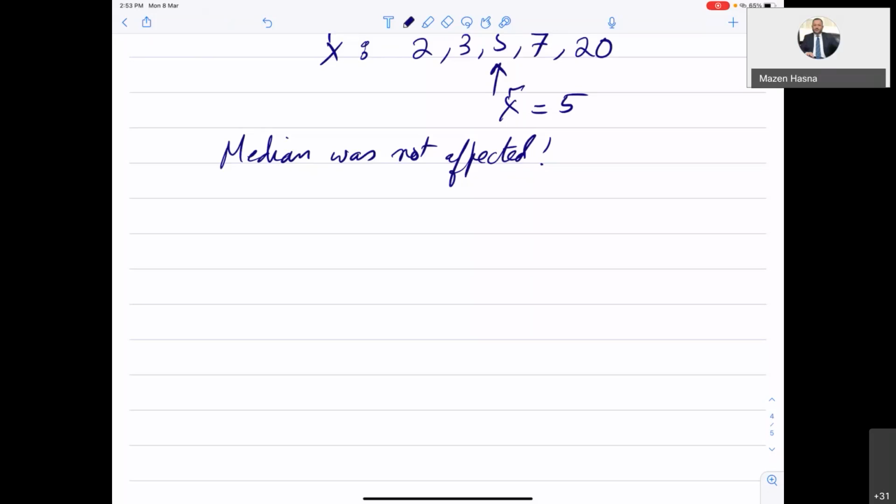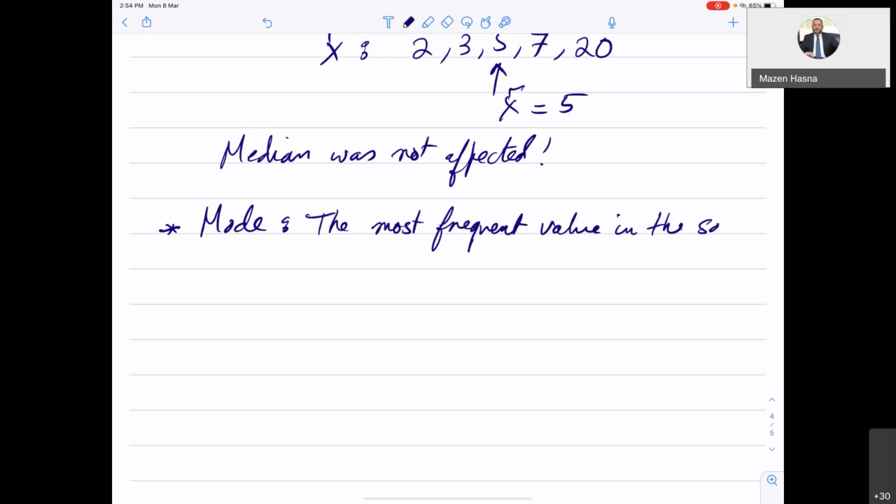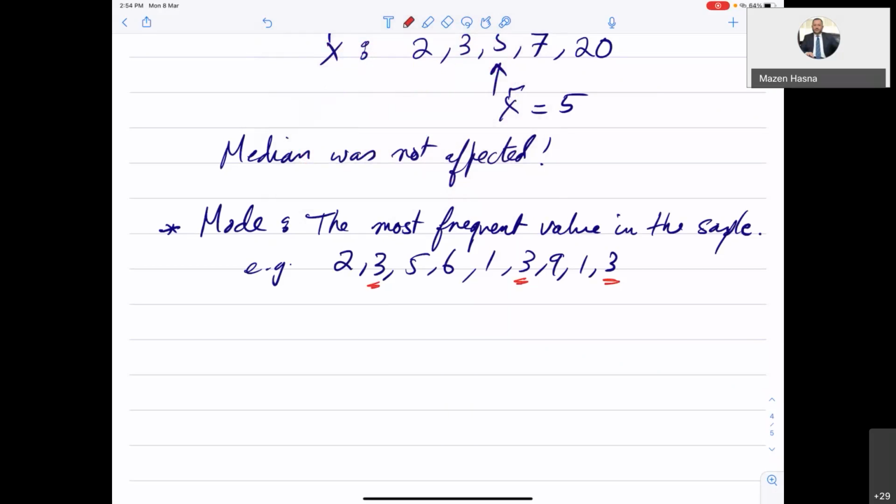We did the sample mean, the median, and finally the mode. Mode is simply the most frequent value in the observed data or in the sample. If this is your data, you collected your samples: 2, 3, 5, 6, 1, 3, 9, 1, 3. Which value is most repeated? 3, right? So the mode is 3.